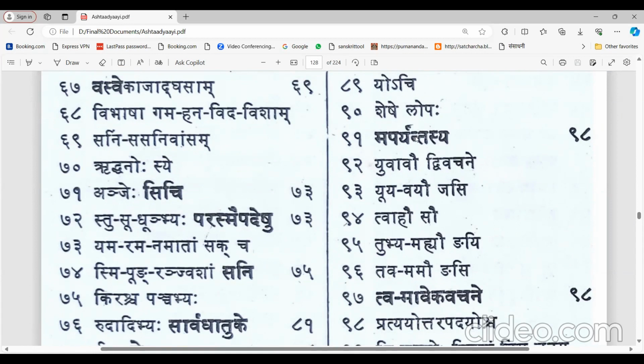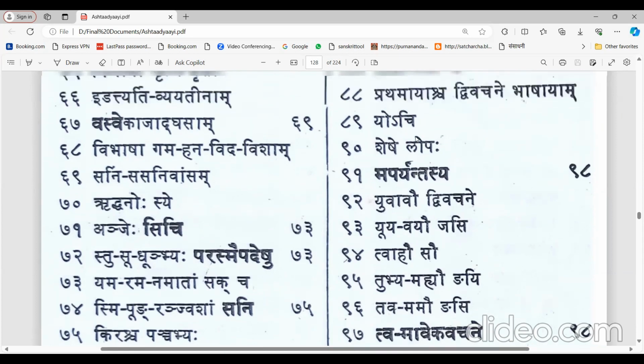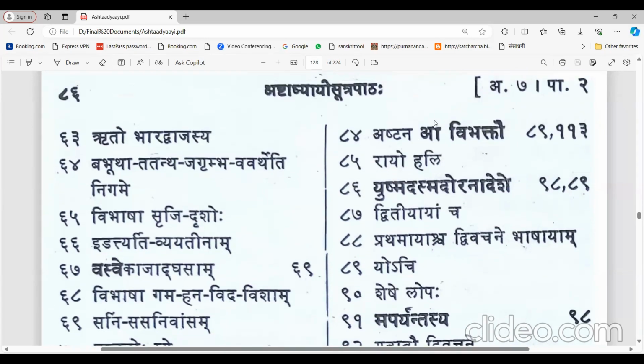Ma paryantasya, 7.2.91. Ma paryantasya. And ashtana vibhaktau coming as anuvritti. And here 7.2.86 says yushmadasmadoh anadeshe. 7.2.86. See 7.2.86. Yushmadasmadoh anadeshe.